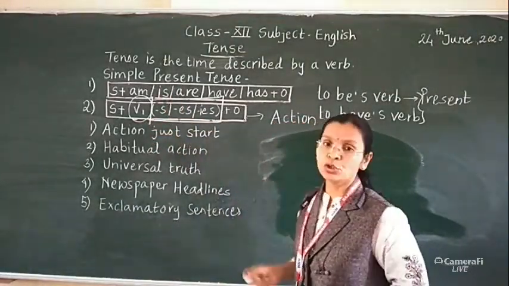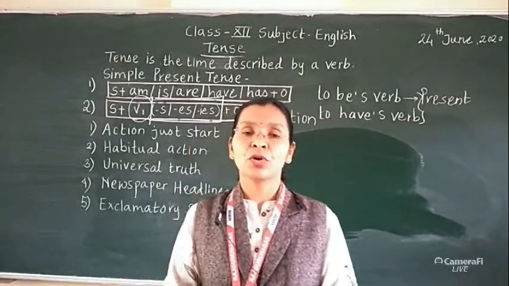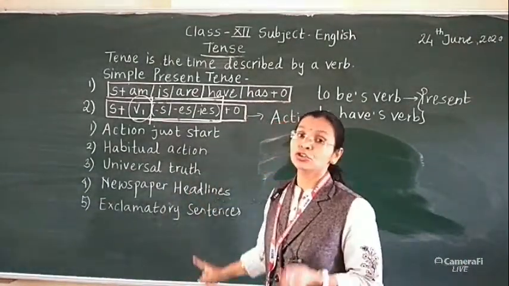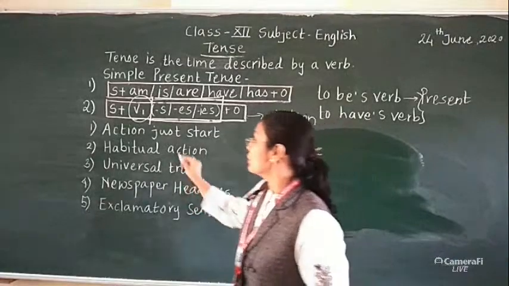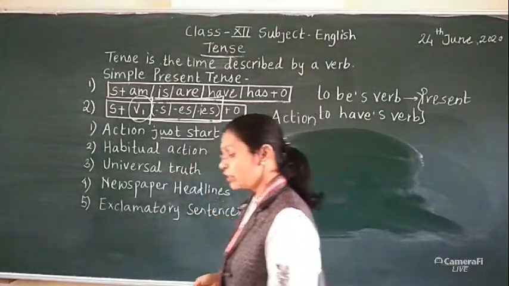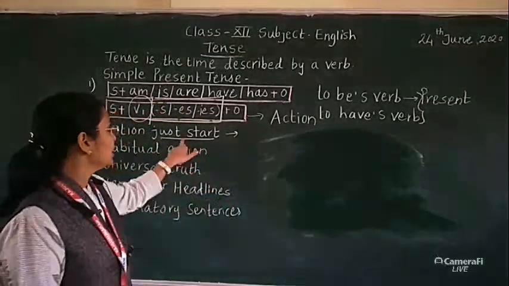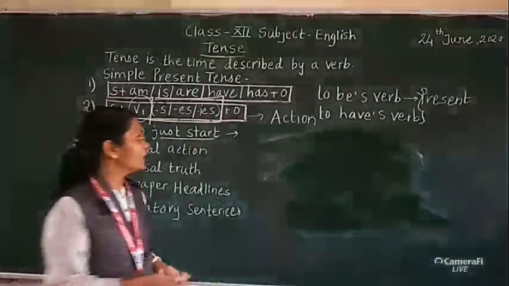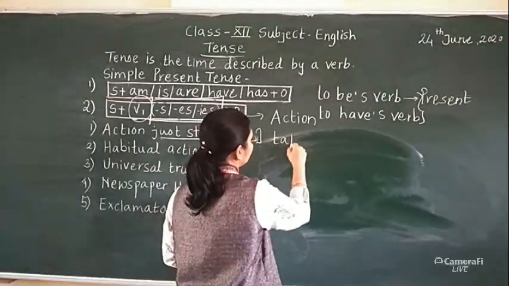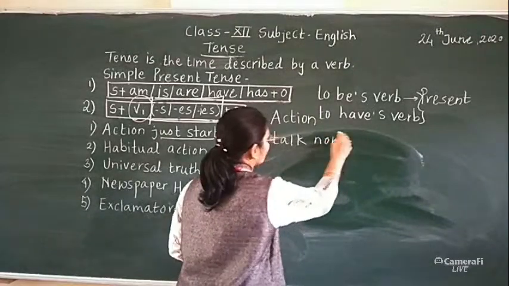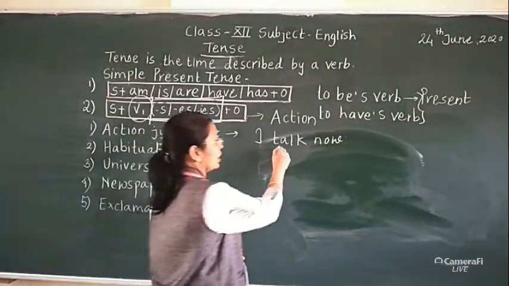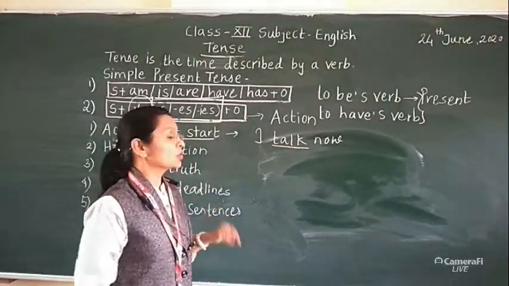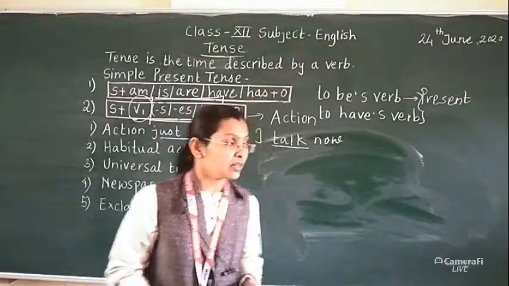Now next. You know the formula. Now with the help of this formula, you can make ample sentences. So what is important? You should know the uses. When the action just starts, that time we use the simple present tense. For example, I talk now. What is my sentence here? I talk now. So here what do I use? Talk. So it shows the action just started.